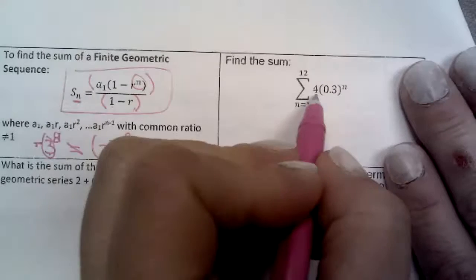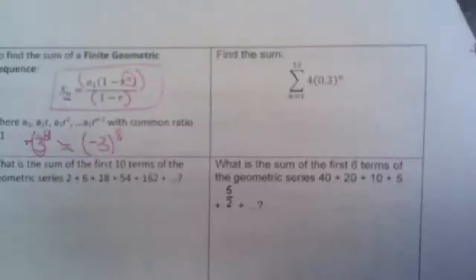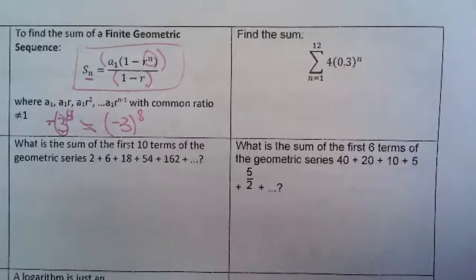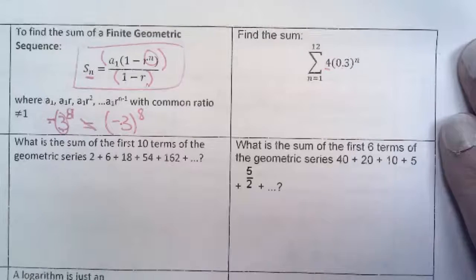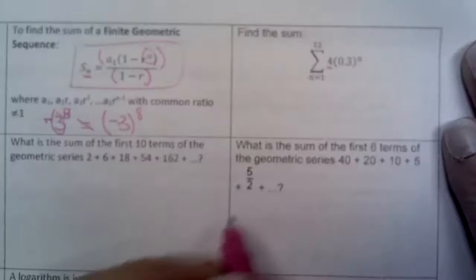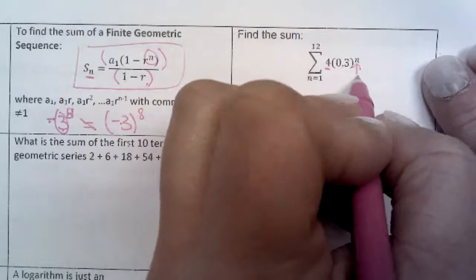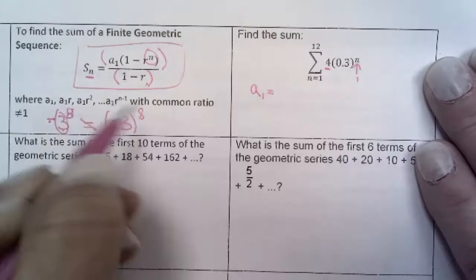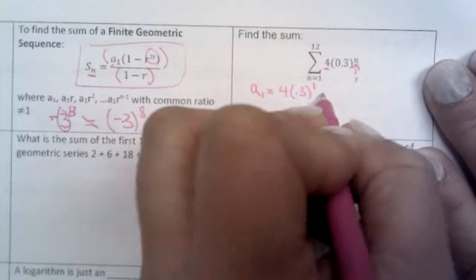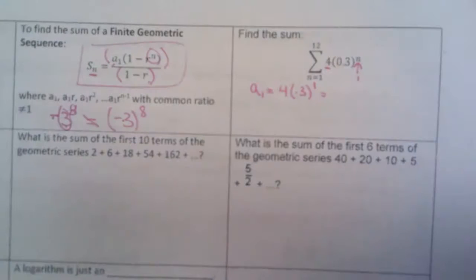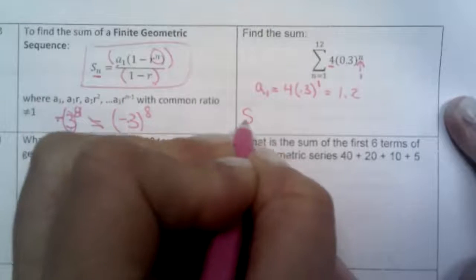Okay, so here we see 4 times 0.3 to the n. Now, do not mistake this for the geometric sequence formula. This is our geometric sequence, but that does not mean that 4 is our first term. Because they may have done other stuff to this, to find our first term, we have to plug 1 in there. So a sub 1, because we have to have it for our formula, equals 4 times 0.3 to the first power, so that equals 1.2. And now I'm going to use that to plug it in.